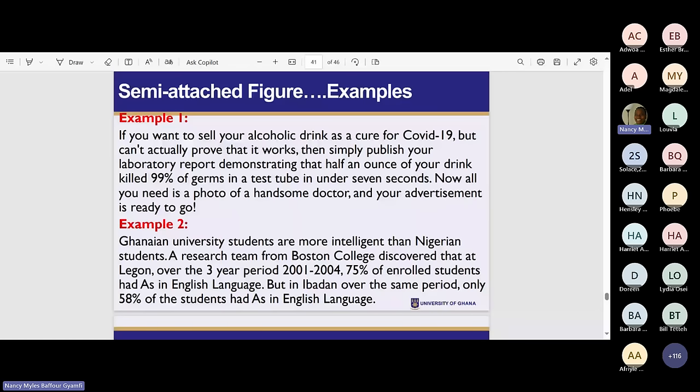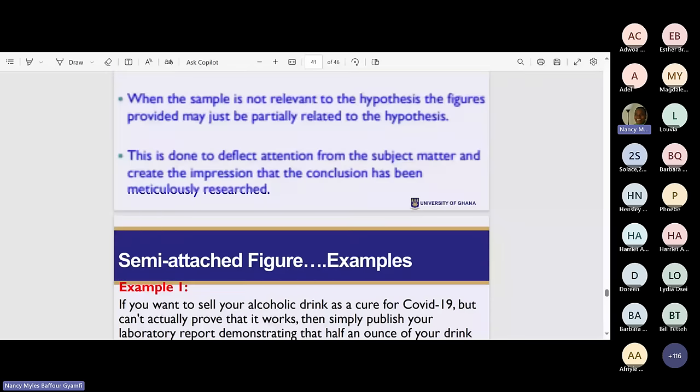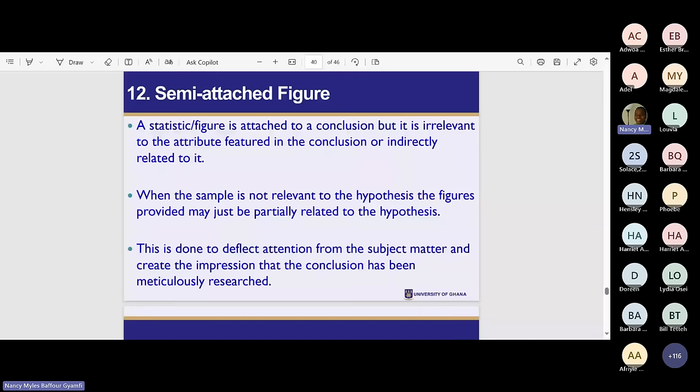Divina, please read the explanation given to semi-attached figure. Let's just cement it. One last example, and then we'll go home. Please go ahead. Love you, I'll be on standby. Divina, read for me very quickly, please.